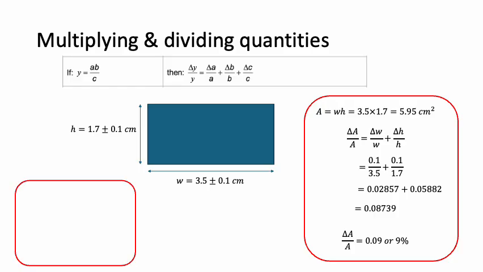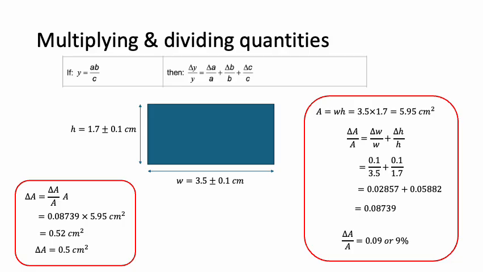So let's do that over here. Delta A over A times A just gives us our delta A, our absolute uncertainty. So we take our 0.08739, using my unrounded value, multiply it by 5.95 centimeters squared, and I get 0.52 centimeters squared. Again, as always, I'll round that off to one significant figure for my final answer.